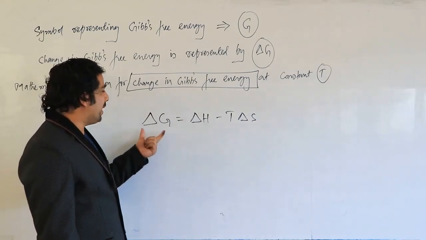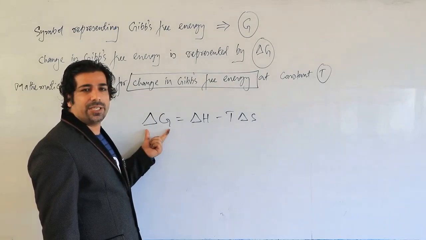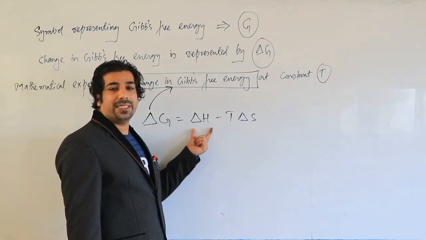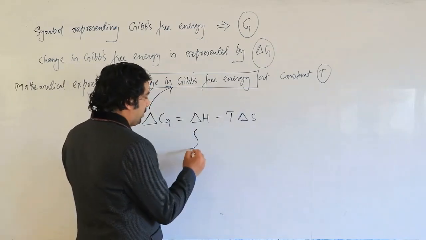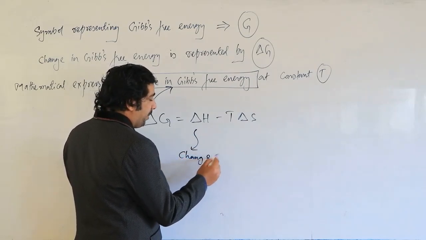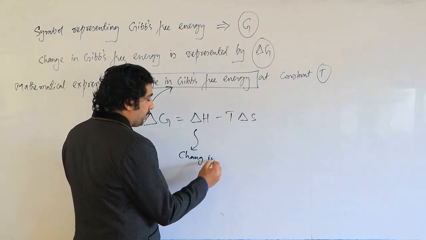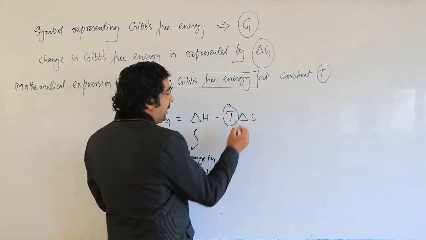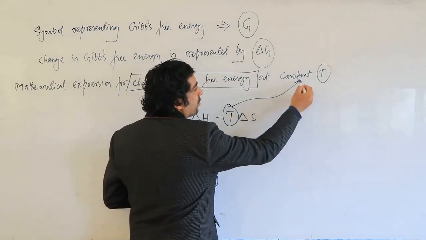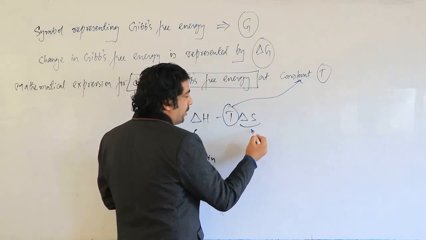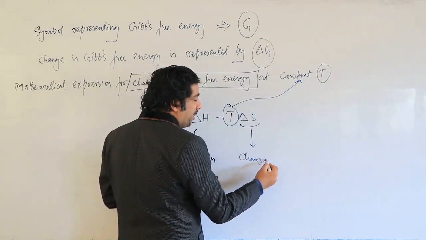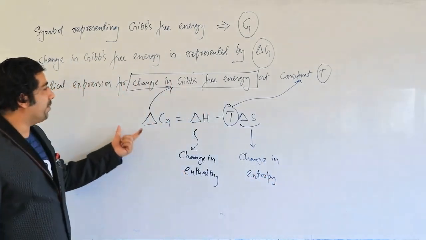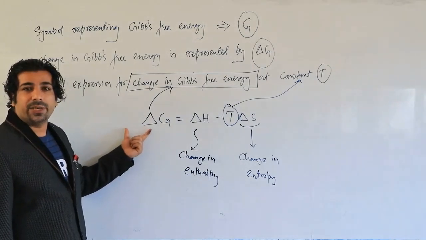Now what is delta G? Everybody knows it is basically the change in Gibbs free energy. Delta H, everybody is aware, is the change in enthalpy. T is the constant temperature. Delta S, you are aware now, is the change in entropy. So this is our mathematical expression for the change in Gibbs free energy.